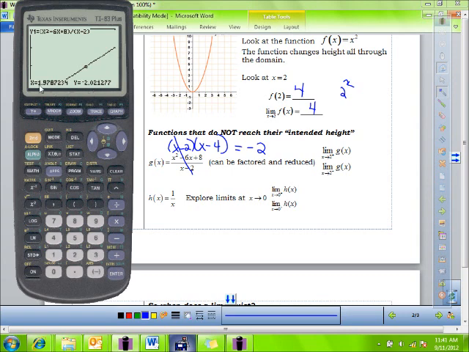So as you look at it, I'm getting closer and closer to 1.978. I'm getting really close. My y value, or what should be my limit, is at -2.02, somewhere there.